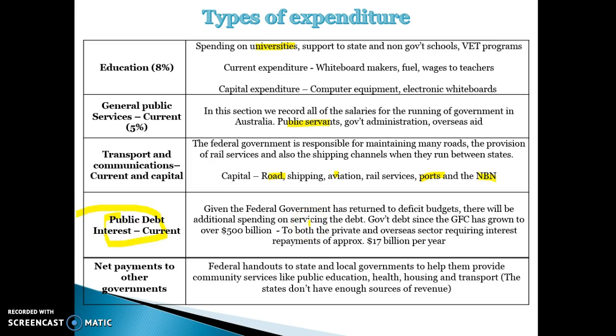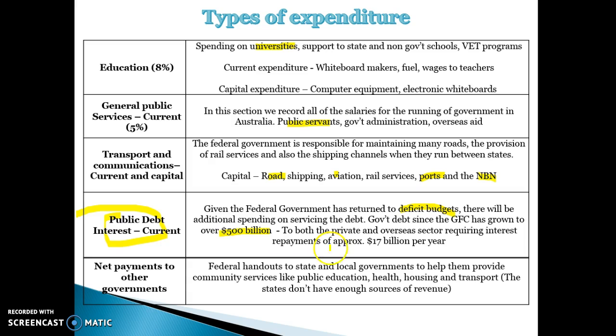Because the government has run consistent budget deficits, they now have close to $500 billion worth of debt to both the private and overseas sector, so they're required to pay large amounts of interest every year, equating to around $17 billion, which makes a significant amount of interest for the government every single year.